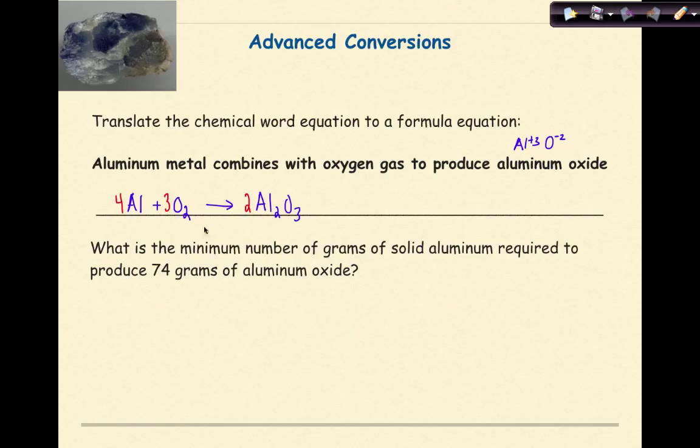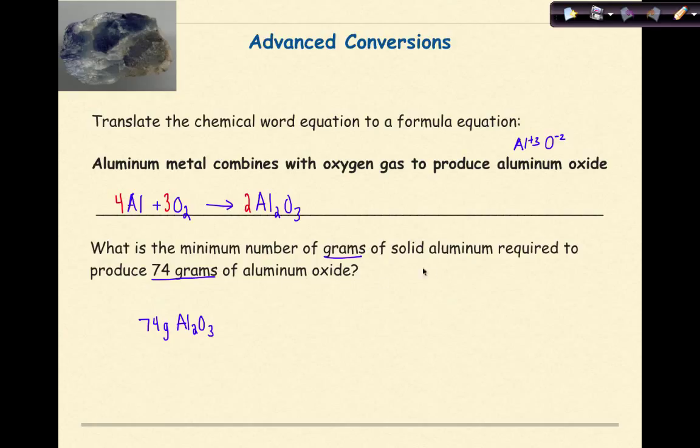Now I want to move on and look at what the question is asking. What is the minimum number of grams, so mass, of solid aluminum required to produce 74 grams of aluminum oxide? So here my given is 74 grams of aluminum oxide. So I'm going to write that down first. 74 grams of Al2O3.